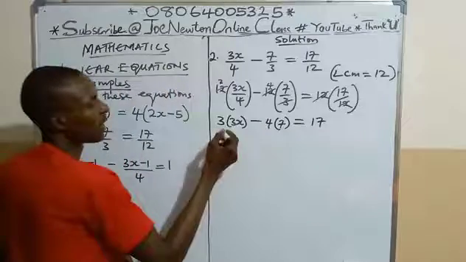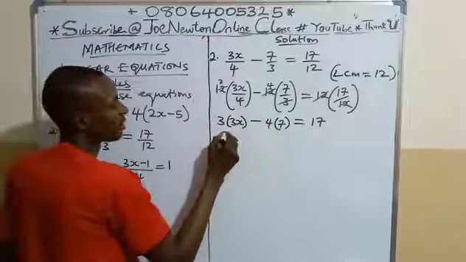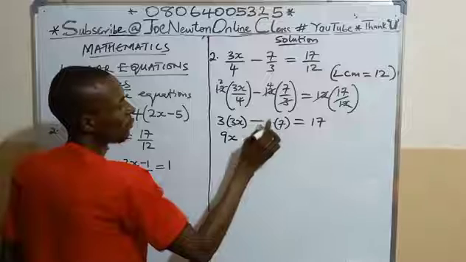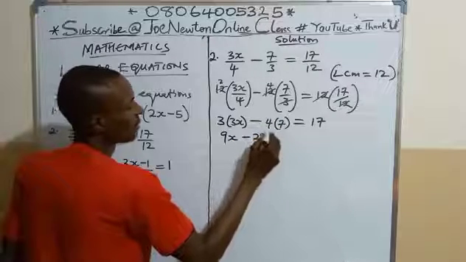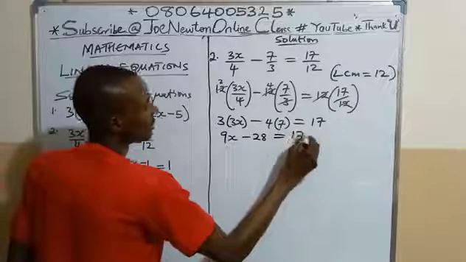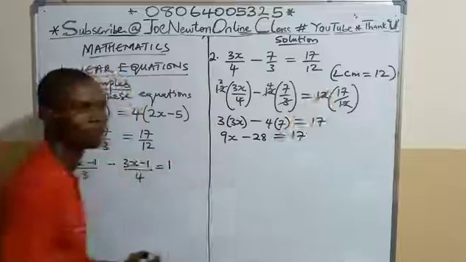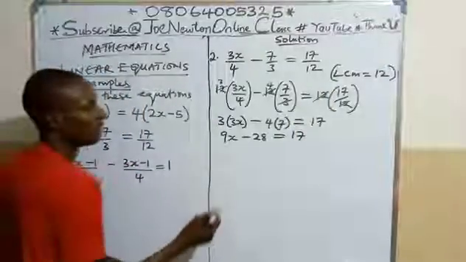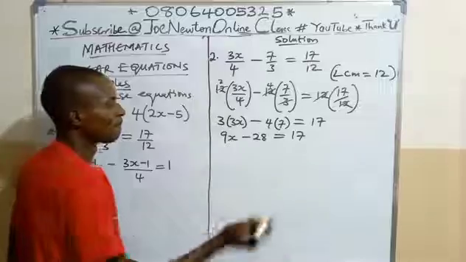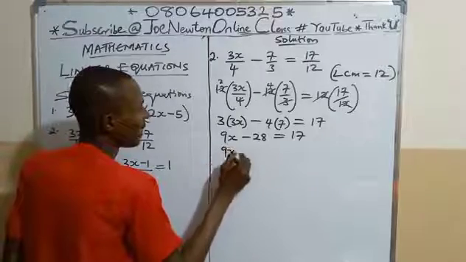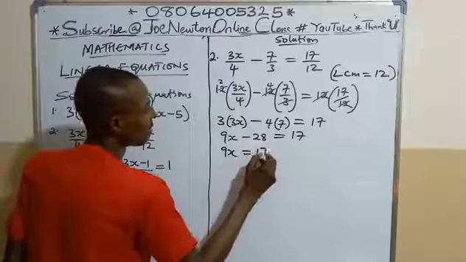Then you now open this bracket. 3 times 3x gives us what? 9x minus 4 times 7 minus 28 equals 17. But this 17 times 1 is 17. Then we proceed. We collect like terms again. We have 9x equals 17.